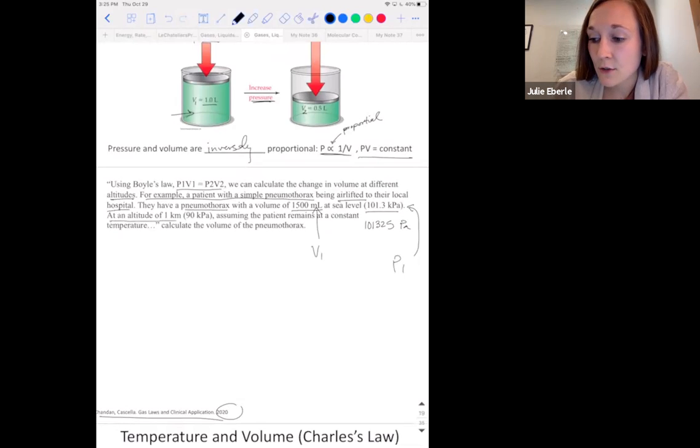But then at an altitude of 1 kilometer, when we increase altitude 1 kilometer, pressure decreases to 90 kPa. So that's P2, the second pressure that we're given. Now, assuming that the patient remains at a constant temperature, let's calculate the new volume of the pneumothorax and see if it increased or decreased. But already, you know, pressure and volume are inversely related. So what's happening to pressure here? Pressure is decreasing because of the change in altitude. So what do you expect to happen to volume?